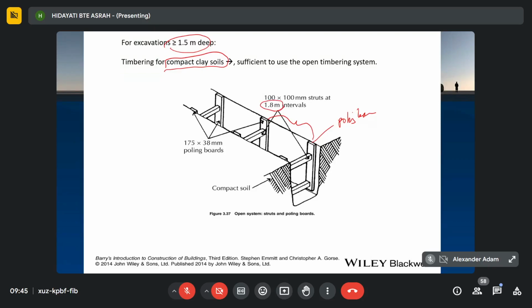Why? Because for compact clay soil, the side of clay will not fall in, unless it is very wet or it has to support heavy loading. Then you need to choose a different timbering method. So for compact clay soil, you can use this one. This is a traditional system of strut between the polling boards where you space it 1.8 meter. So sufficient for this one.